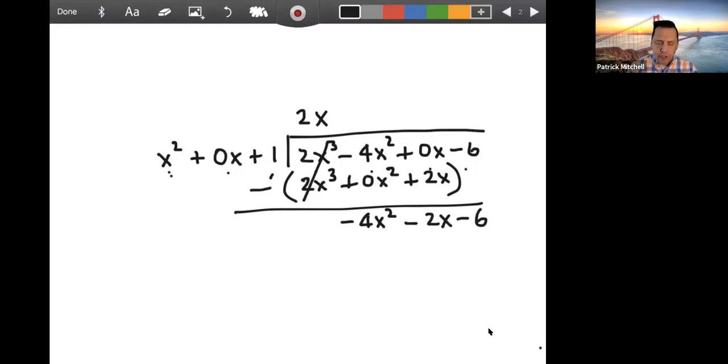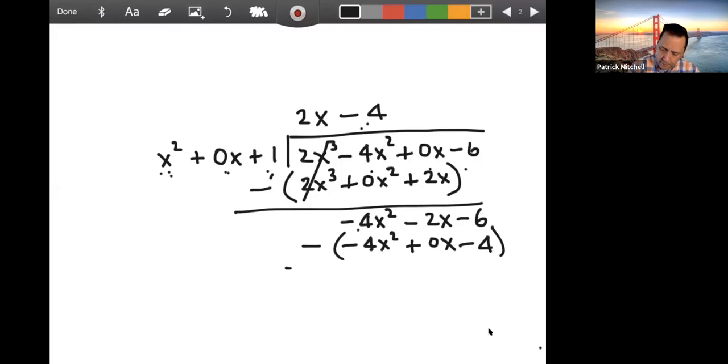So the next question is, how many times does x squared go into negative 4x squared? The answer is negative 4. Negative 4 times x squared is negative 4x squared. Negative 4 times 0x is 0x. Negative 4 times 1 is negative 4. Subtract the whole thing. These two cancel. They should always cancel. Negative 2x minus 0 is negative 2x. Negative 6 minus negative 4 is negative 6 plus 4, which is negative 2.